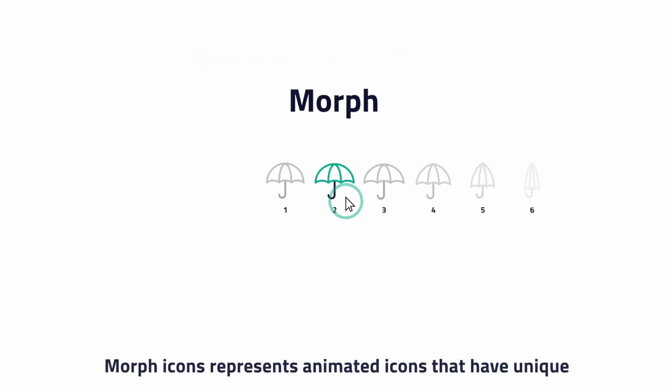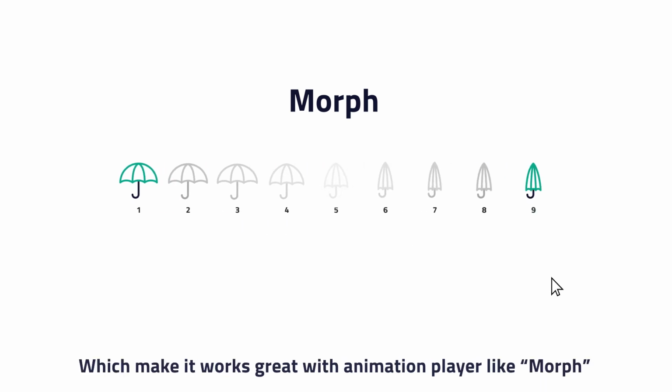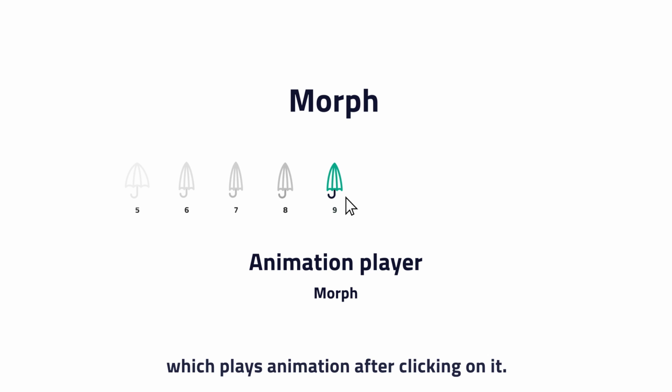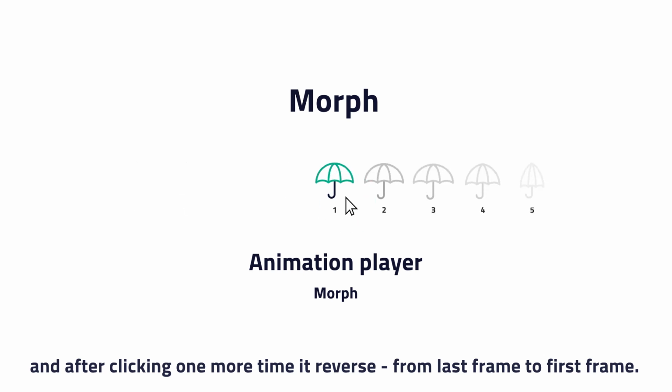Morph icons represent animated icons that have unique first and last frame of the animation, which make it work great with animation player like Morph, which plays animation after clicking on it. It plays the animation from first frame to the last frame, and after clicking one more time, it reverses from last frame to the first frame.